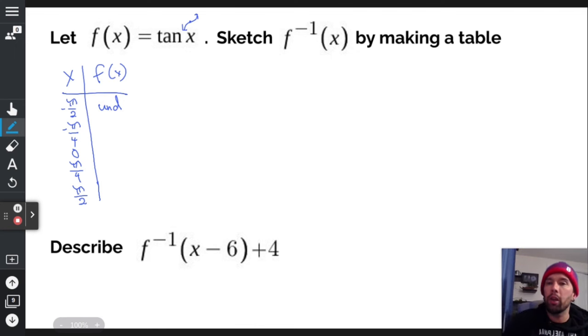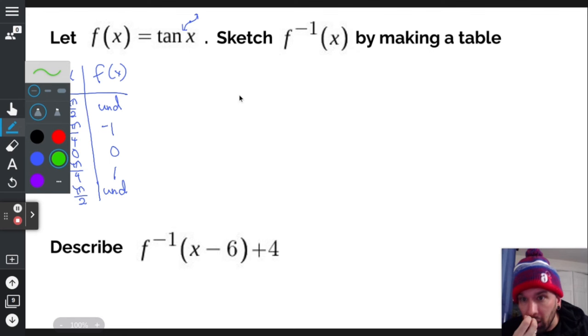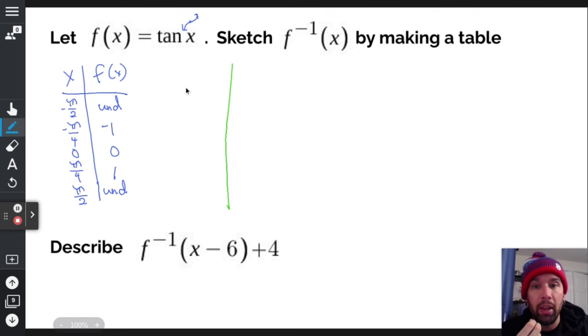Ooh, it's supposed to say done. I had a timer and I forgot that I had a timer. At -π/4, it's -1. At 0, it's 0. At π/4, it's 1. And here we're undefined again. Okay, now I'm going to sketch the F inverse by flipping everything. So the F inverse is going to look a little something like this.